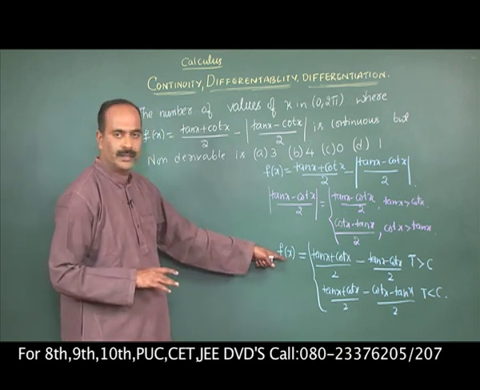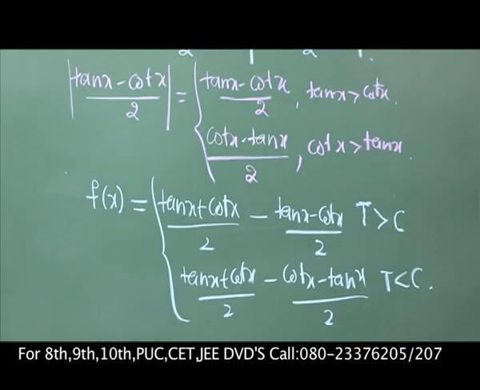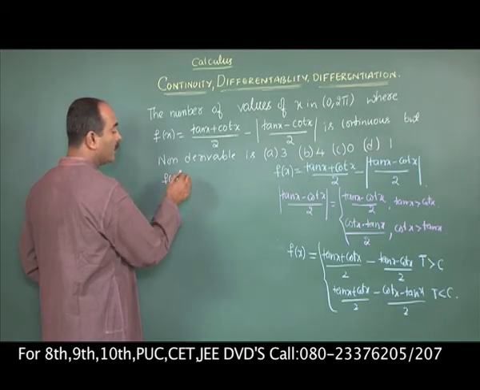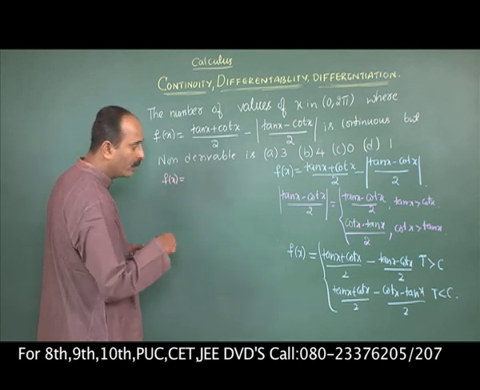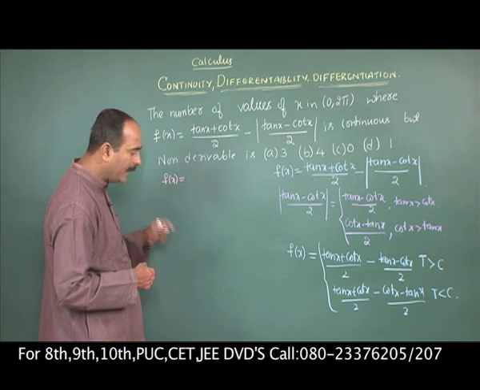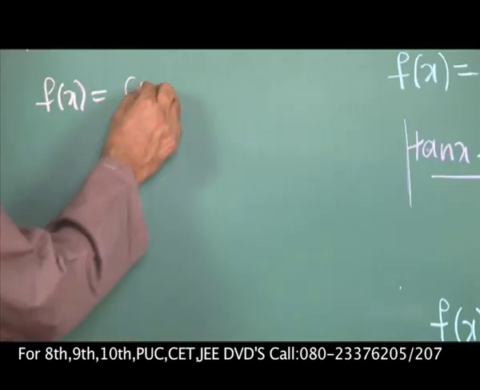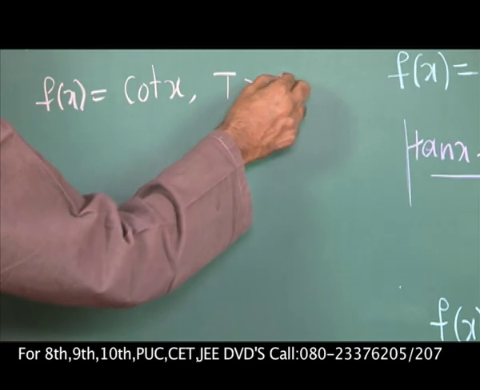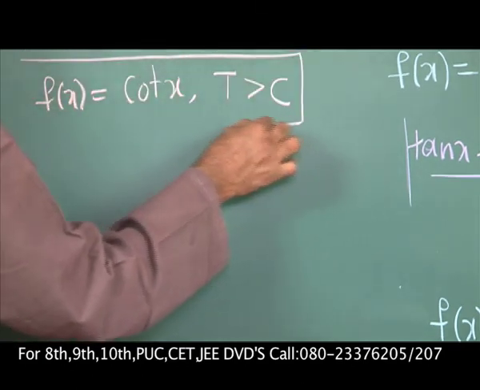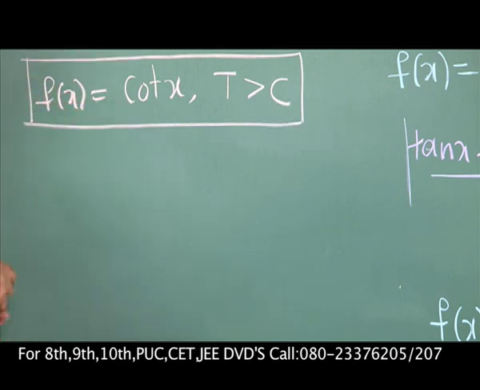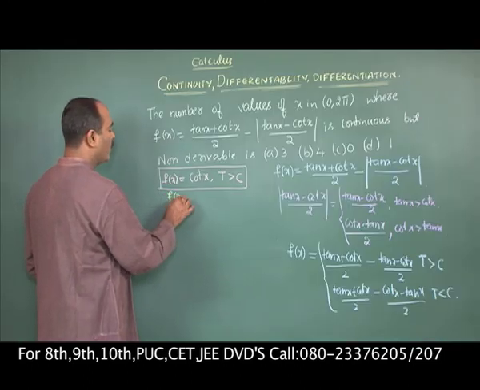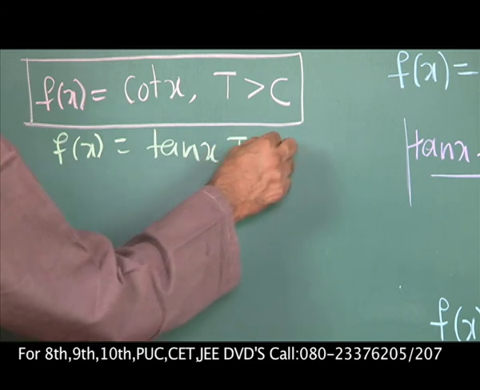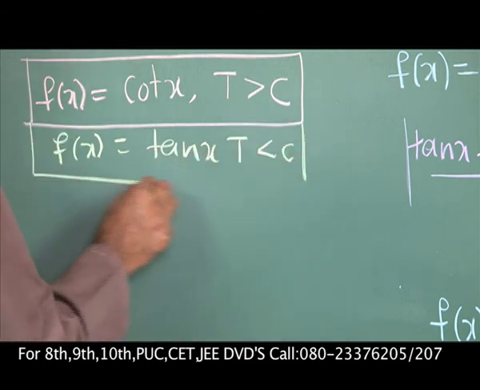Now let us rewrite this. If you add both, what you'll get? (tan x + cot x)/2 minus (tan x − cot x)/2, so you will get cot x. f(x) is equal to cot x if tan x is greater than cot x. And similarly, f(x) is equal to tan x if tan x is less than cot x, or cot x is greater than tan x.